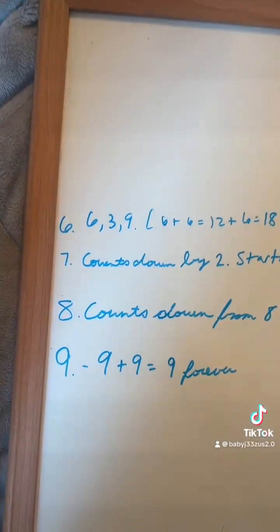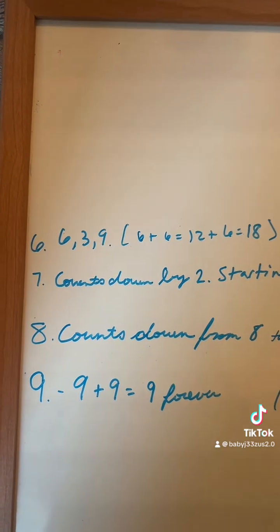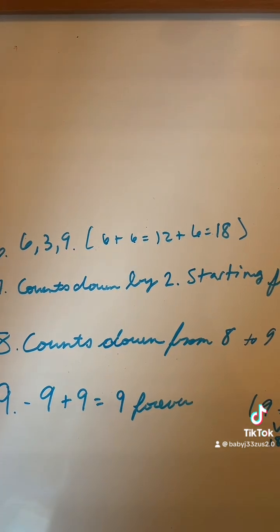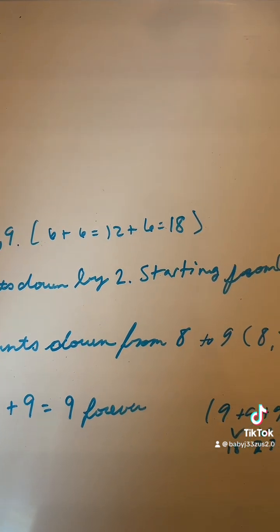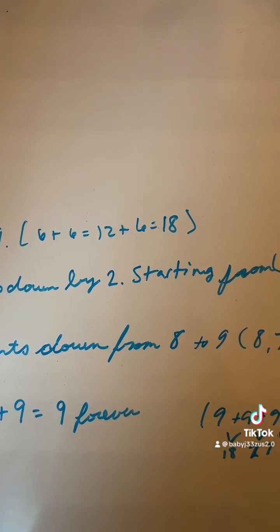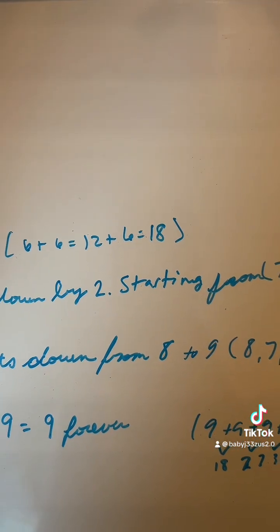All right, so the code for 6 is 639. 6 plus 6 equals 12. 1 plus 2 equals 3. And then 12 plus 6 equals 18. 1 plus 8 equals 9. And that'll continue forever. Just put that in your calculator.